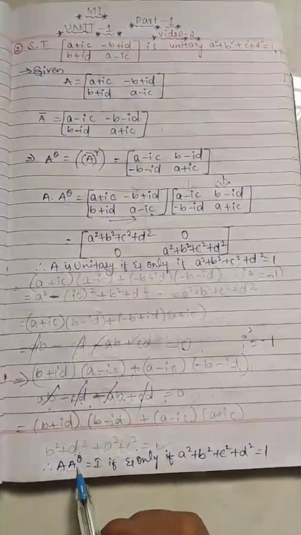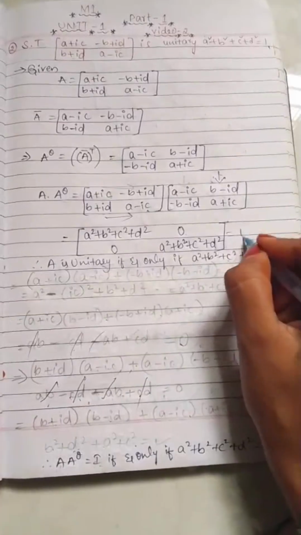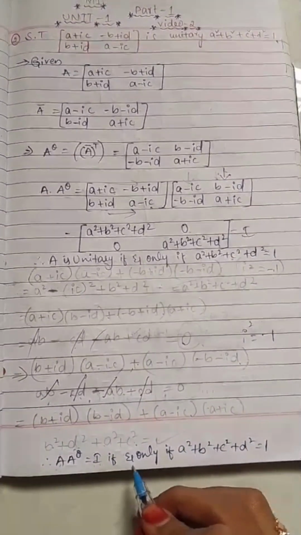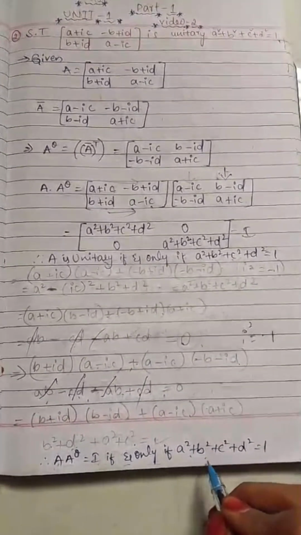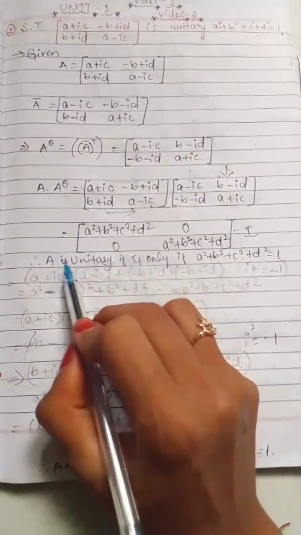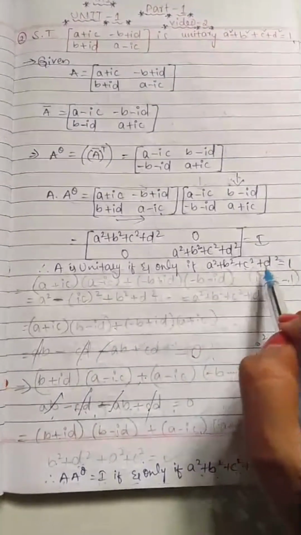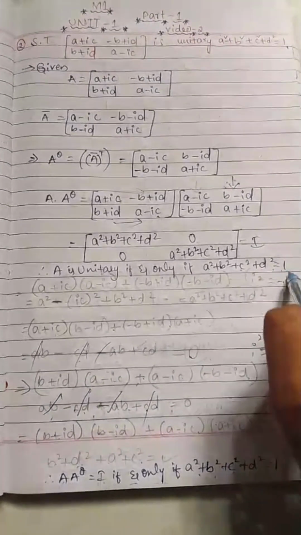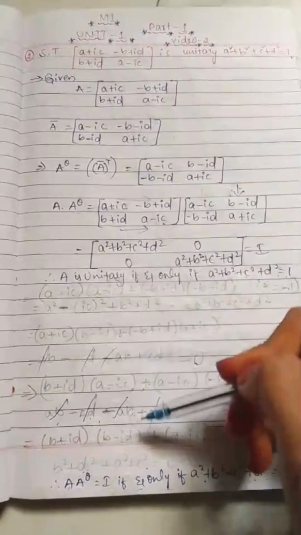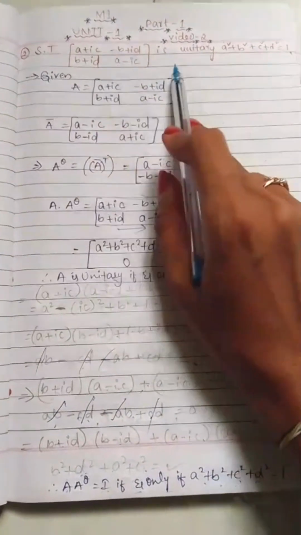That's why if A into A theta is equal to I, this will become I, if and only if a squared plus b squared plus c squared plus d squared is equal to 1, then A is unitary. Here we have proved that this matrix is unitary.